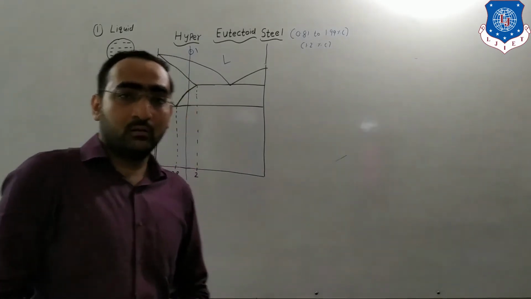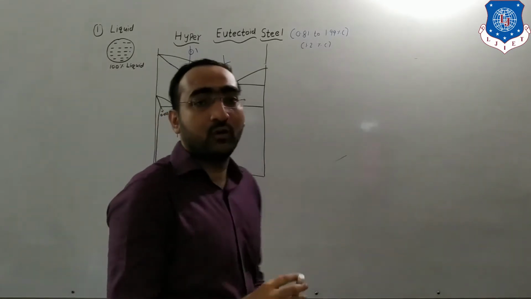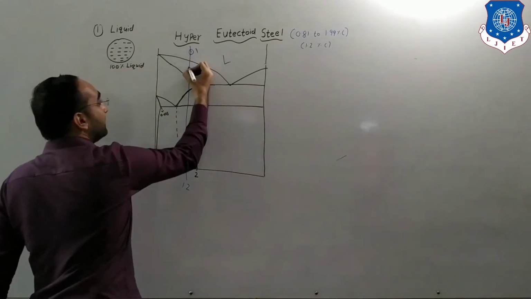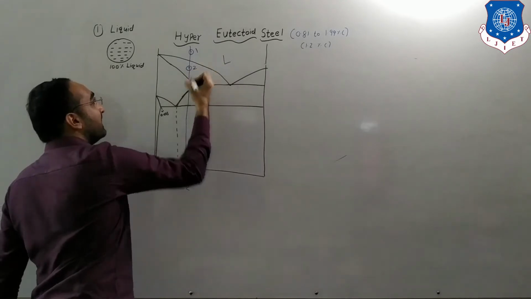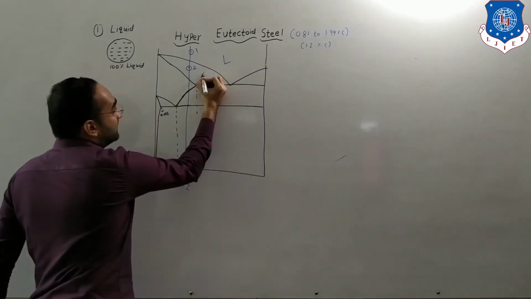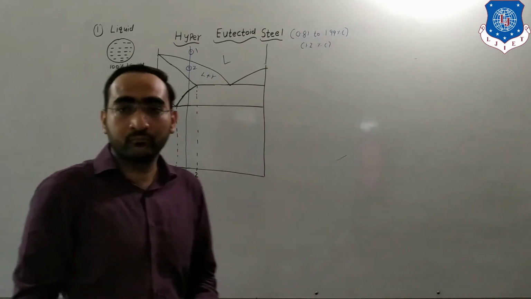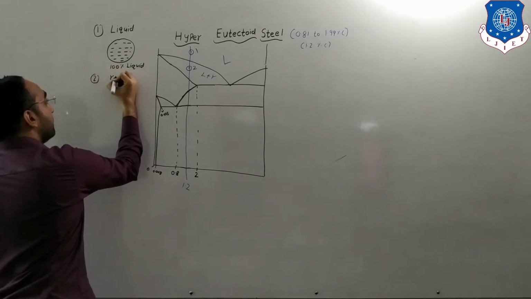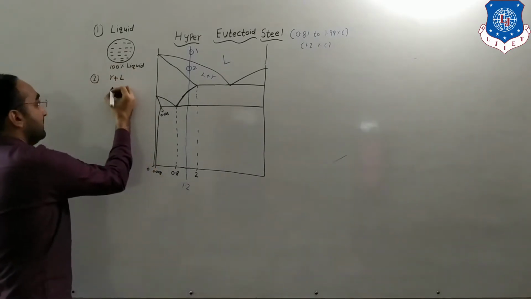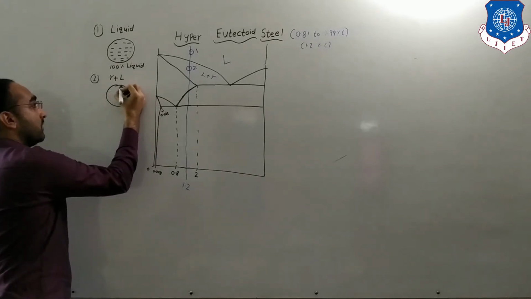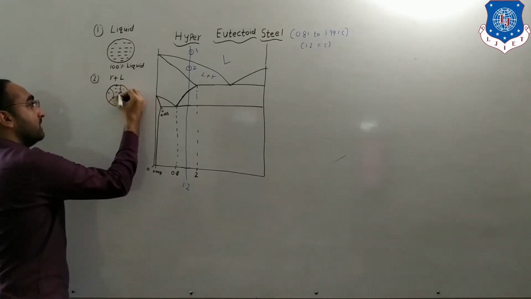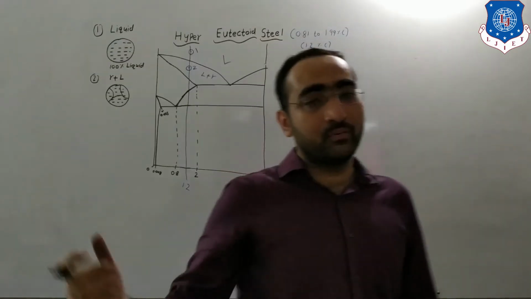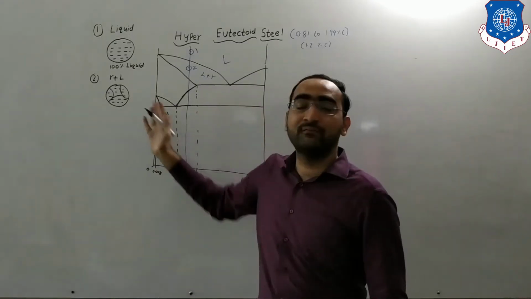Next, whenever you go for the cooling process, the liquid will start solidifying, and the first phase that occurs falls under the second region, the liquid plus gamma region. So the second state is gamma plus liquid. There is still certain liquid persisting in the sample, and austenite has started forming.